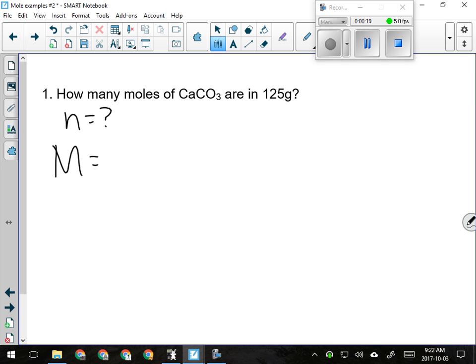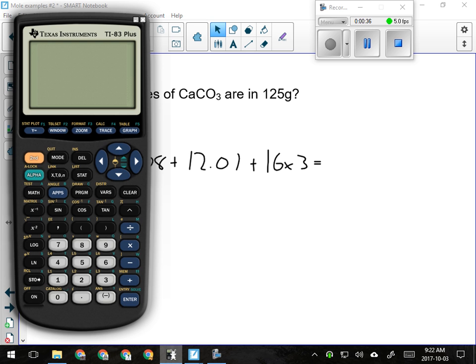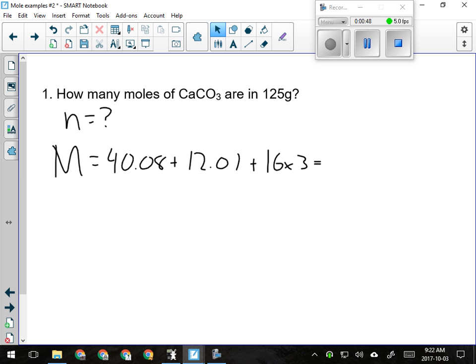right? So we've got to calculate big M, the molar mass here. So we've got calcium, which is 40.08, plus how many carbons? 1, and 3 oxygens. So we've got 40.08 plus 12.01 plus 48, which is 16 times 3. So 100.09 grams per mole.